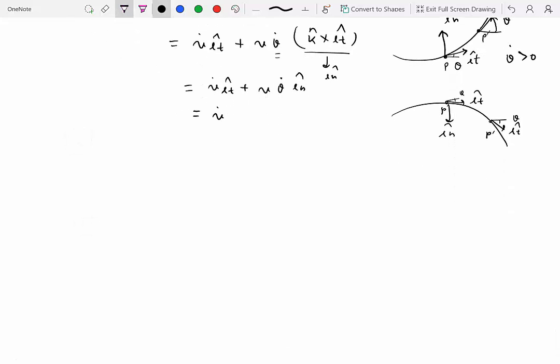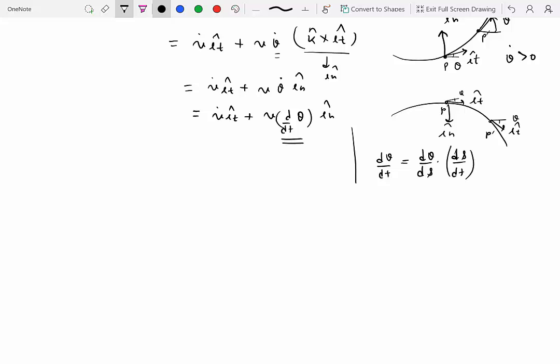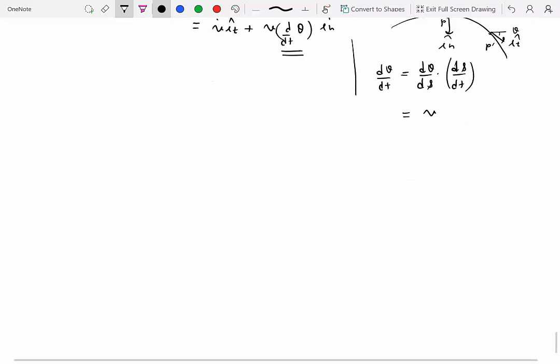So v dot et hat remains. This is d over dt of theta, and en hat remains. D over dt of theta, what is that quantity? So let me write that separately. D theta over dt, by a change of variable, can be written as d theta over ds times ds over dt. Okay, what's ds over dt? Ds over dt is the velocity. So this is v d theta over ds.